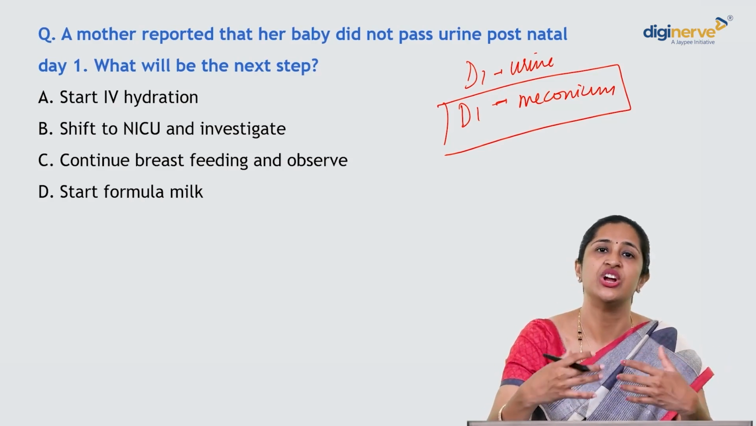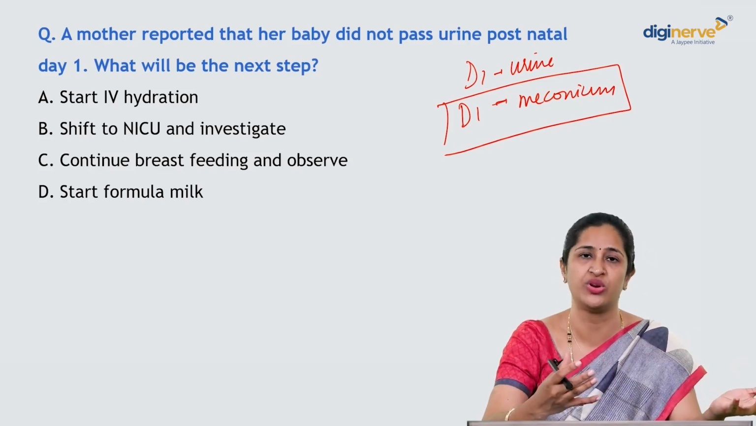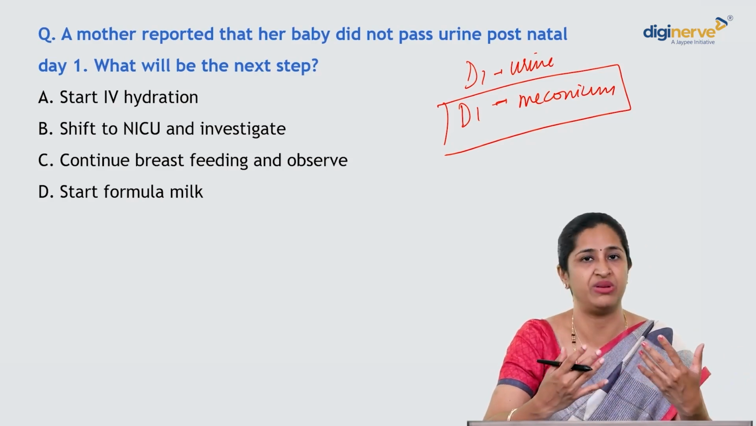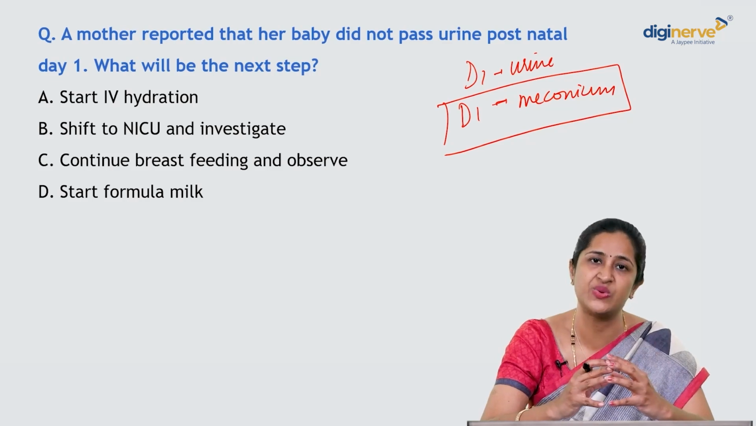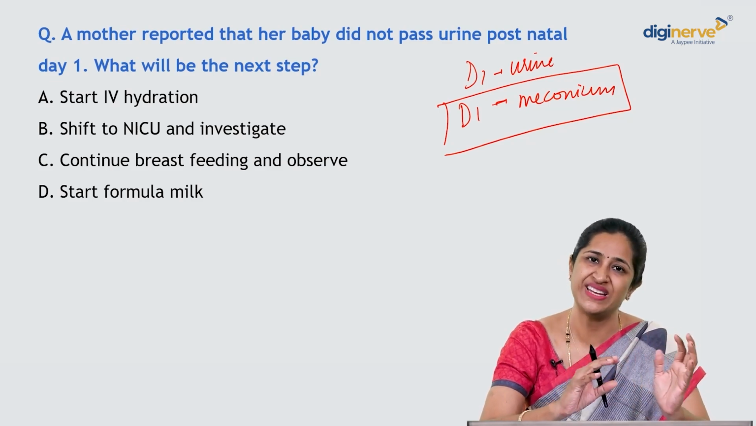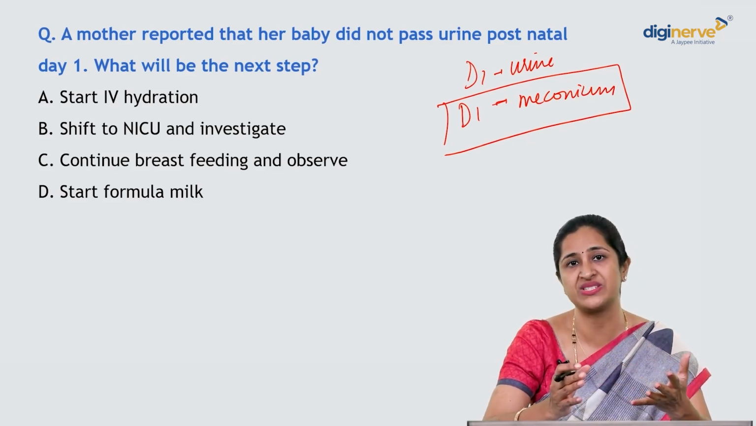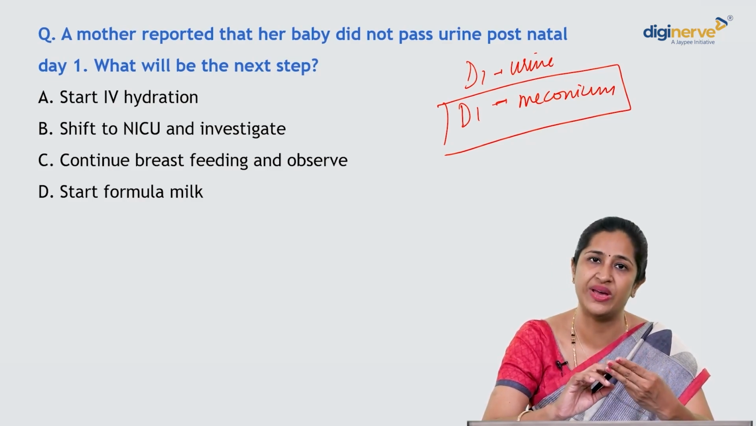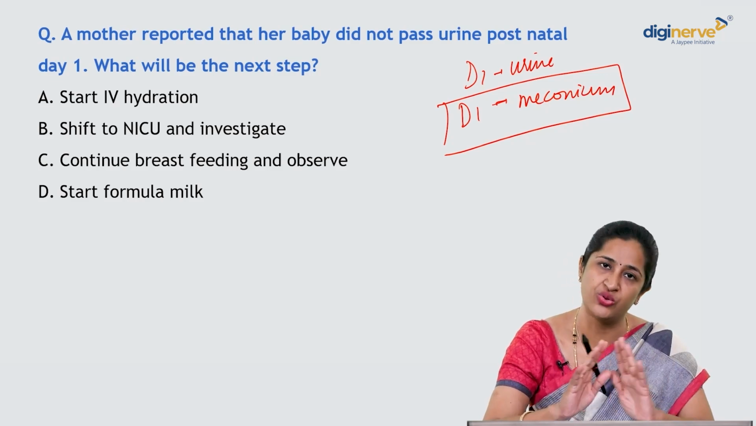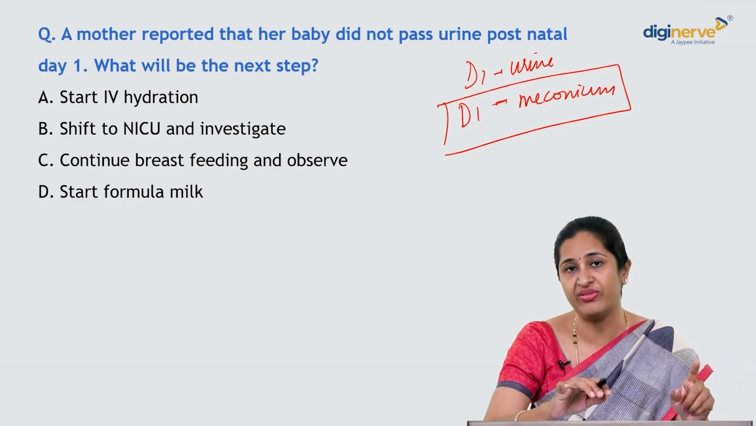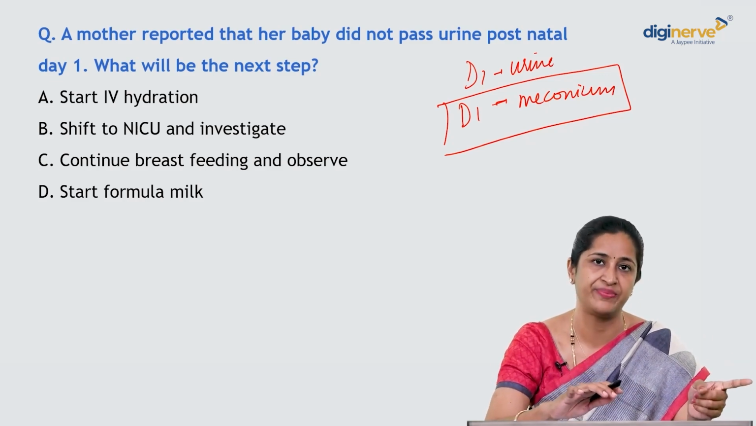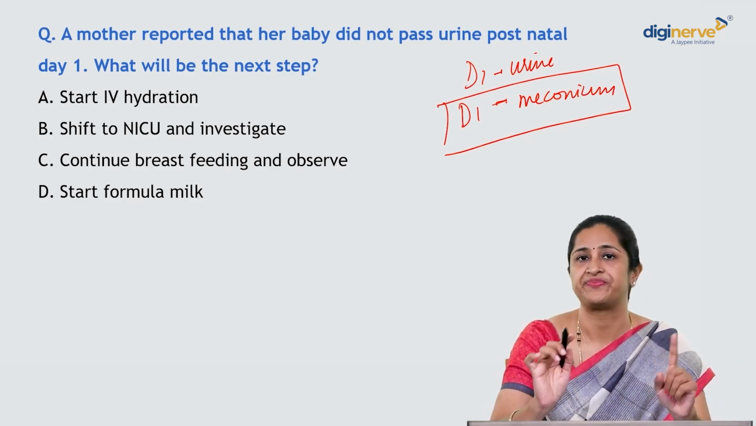So infants do not need to pass urine. It's not an emergency for us to immediately make sure that the baby has passed urine in the first 24 hours of life. So that is why even if a child has not passed urine in the first 24 hours of life, if the baby is active and feeding well, usually we don't need to do anything. However, if a baby has not passed meconium in the first 24 hours of life, then we are really worried.